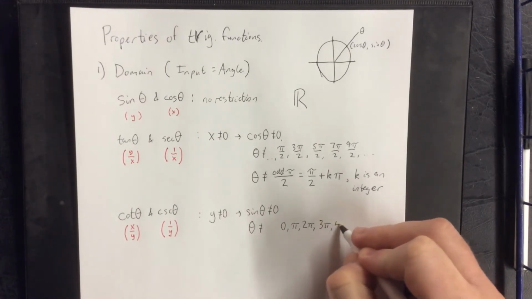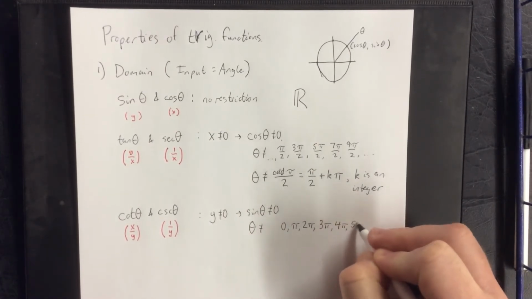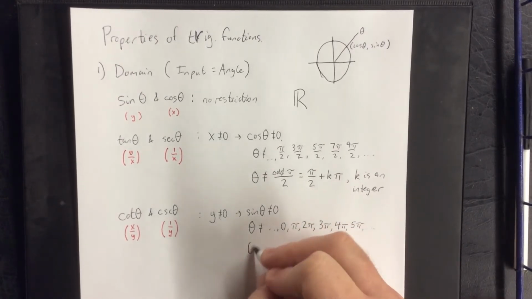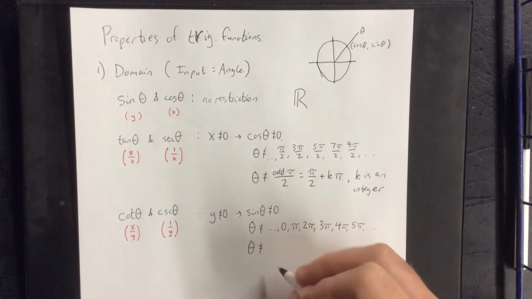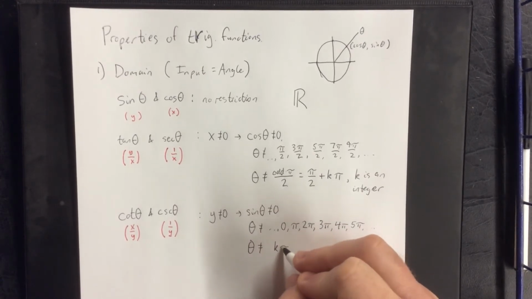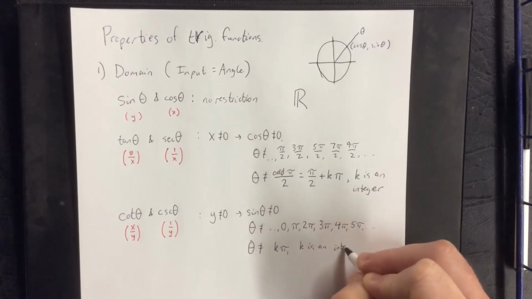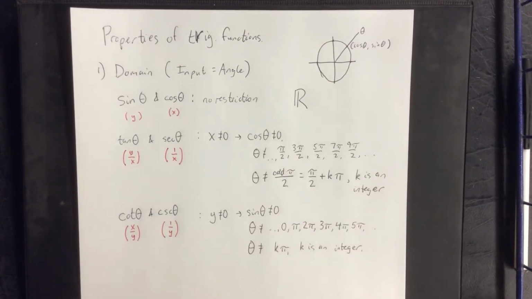So angles like 3 pi, 4 pi, 5 pi, and so forth and so on. Now this one's going to be a little bit easier to represent than the last one. We'll just say theta is not equal to k pi, where again k is an integer. I'm going to spell it better this time. Yes, nailed it. So these are going to be the domain restrictions associated with our 6 trigonometric functions.